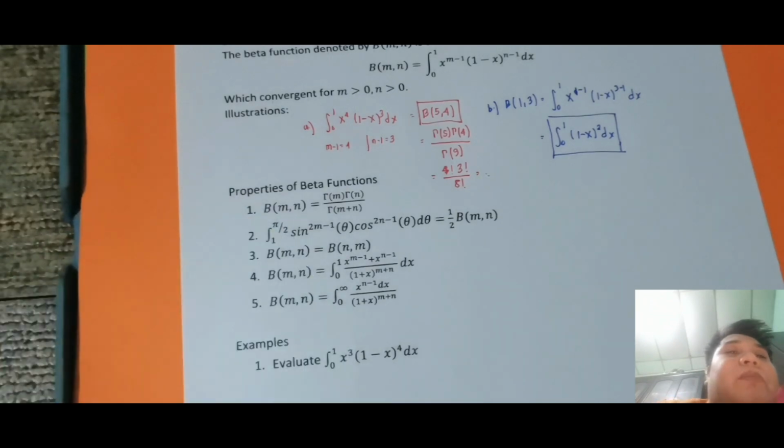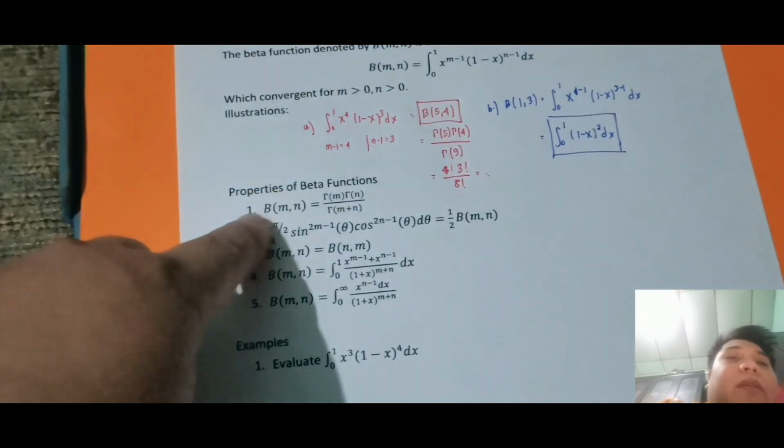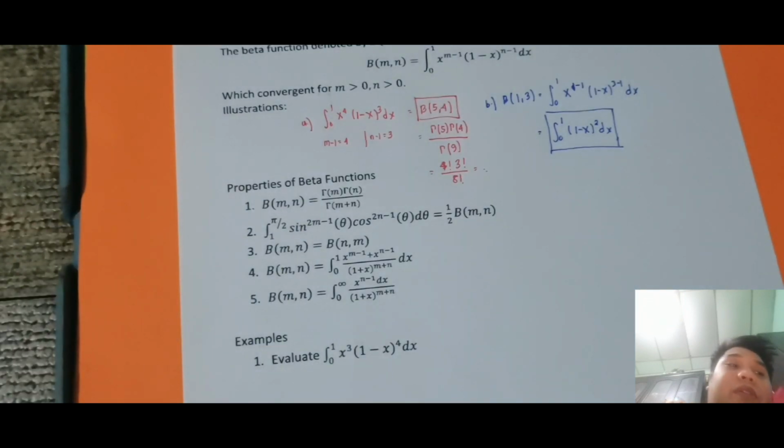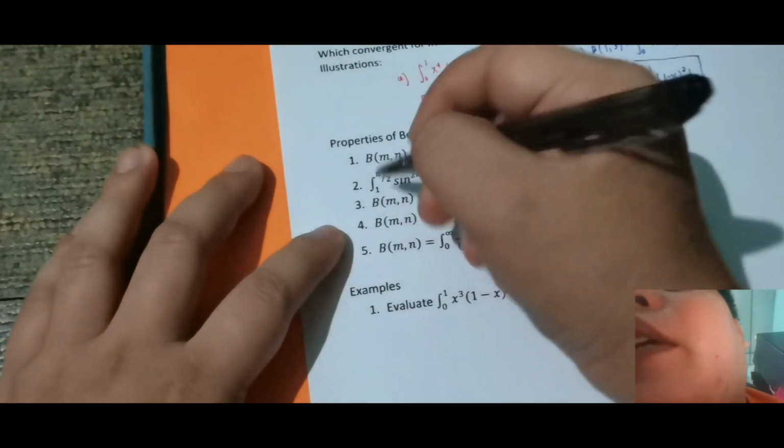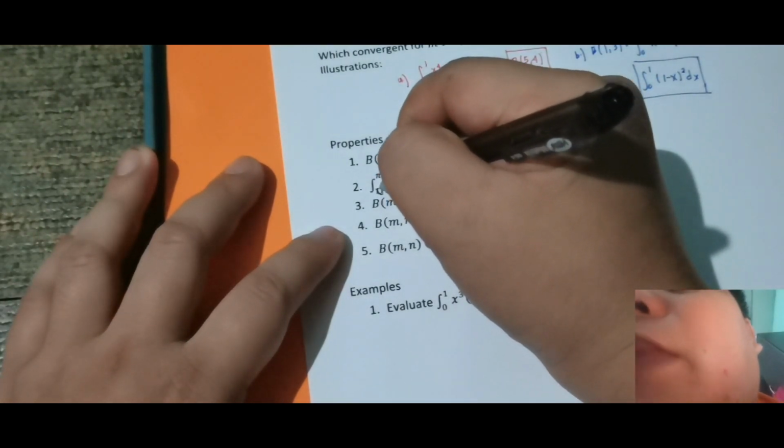Okay, so yan yung ating number 1. So let's have number 2 property. So ayun yung una. So gusto mo na i-solve, ito na yung gagamitin natin through the aid of the gamma function. So number 2, let's have a konting correction about that. So yung boundary niya is 0 to pi over 2.